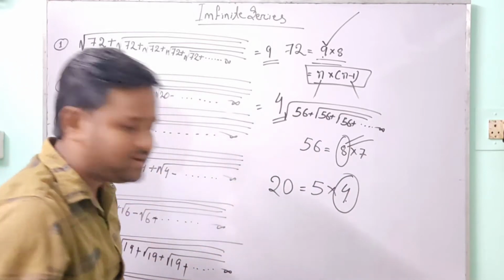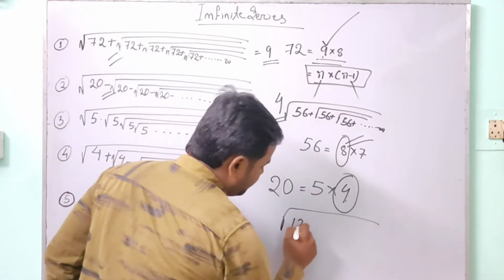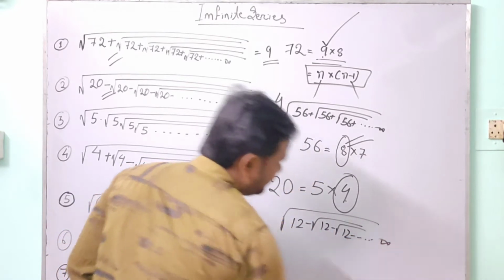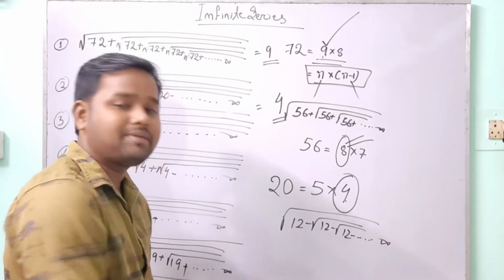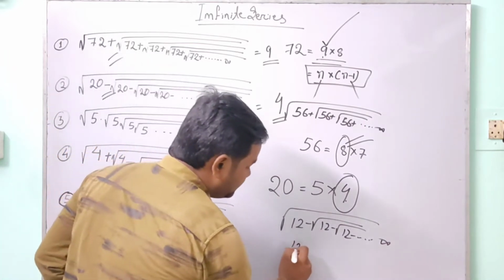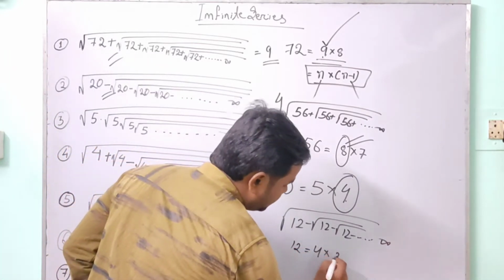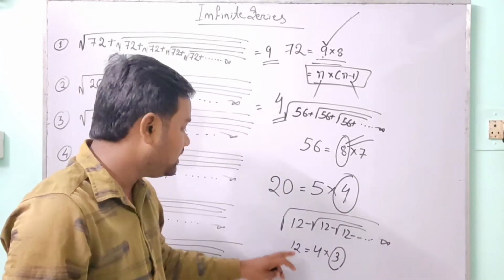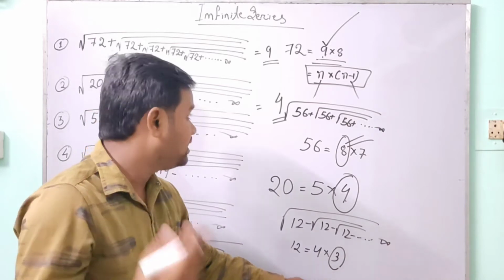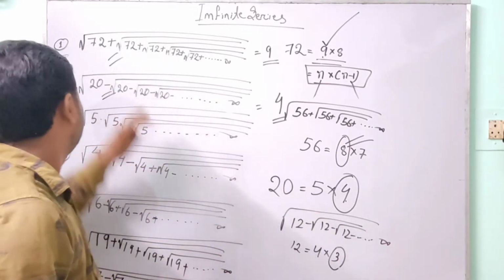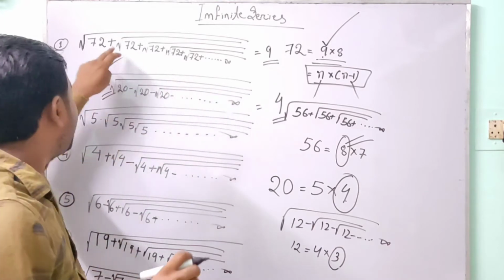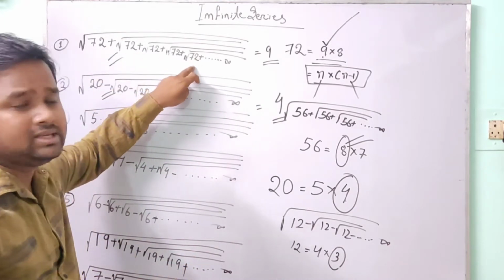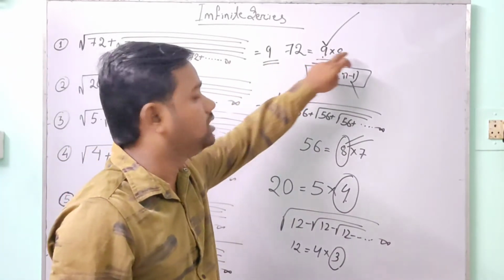If in the question it is given as root over of 12 minus root over of 12 minus root 12 minus, till it is infinite, then what will be the answer? In a similar manner I have to check 12 is equal to 4 into 3 and 3 is the smaller in between the 4 and 3. So here the answer will be 3. Here we have studied the infinite series where it is either plus or minus, the same number is repeated and the number is the product of two consecutive numbers.